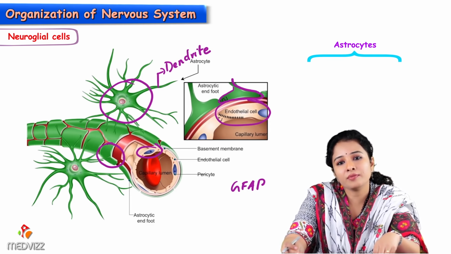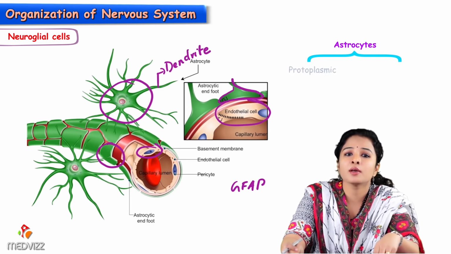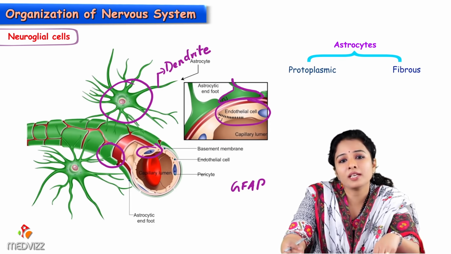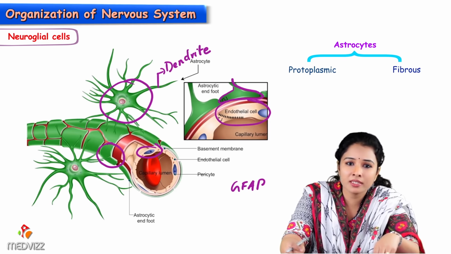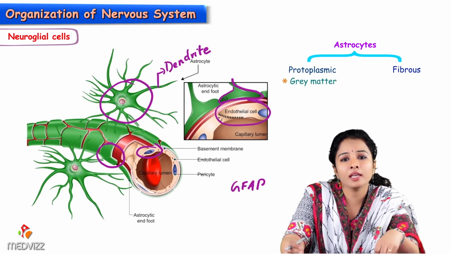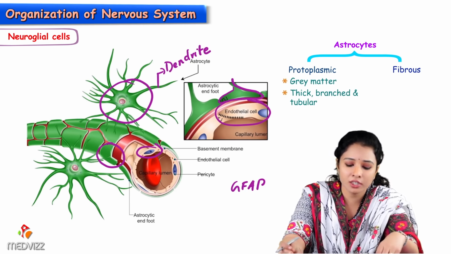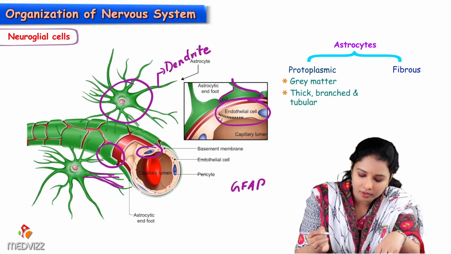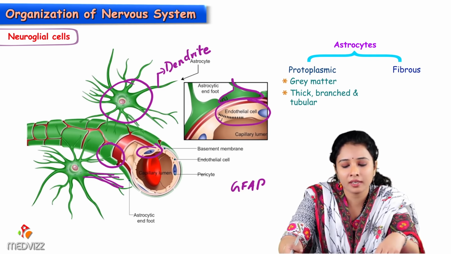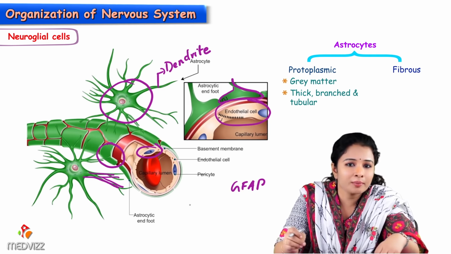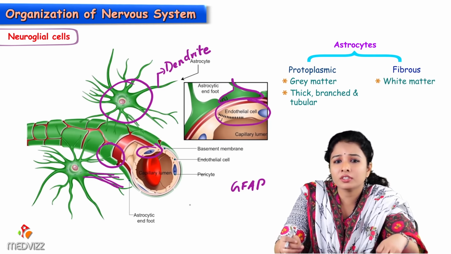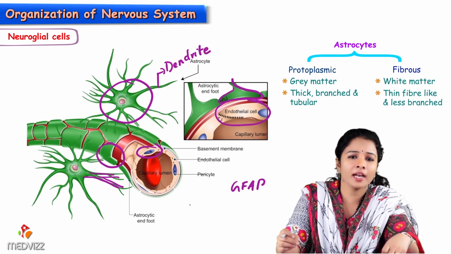Astrocytes can be classified again into 2 varieties, protoplasmic astrocytes and fibrous astrocytes. Protoplasmic astrocytes are mainly present in the grey matter and their processes are thick, branched and tubular. So, they are called protoplasmic. In contrast, the fibrous astrocytes are found in the white matter and their processes are thin, fiber-like and less branched.